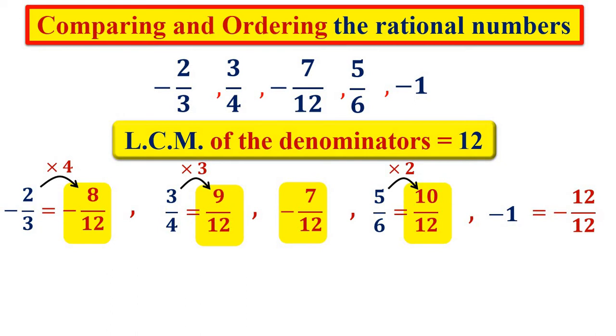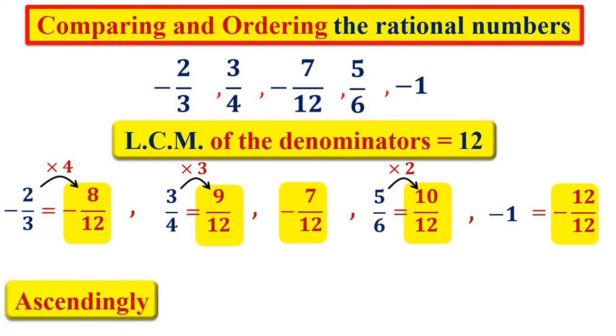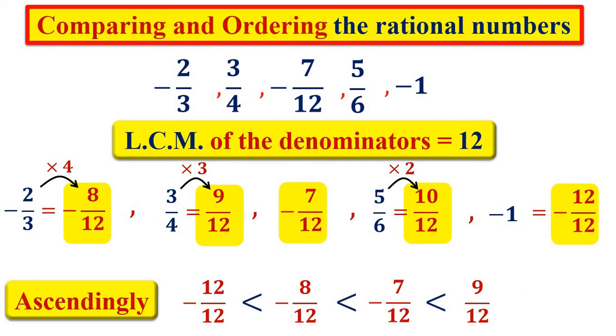Therefore, we have negative 8 over 12 and 9 over 12 and negative 7 over 12 and 10 over 12 and negative 12 over 12. Arrange ascendingly from the smallest to the biggest one. The smallest one is negative 12 over 12, and negative 8 over 12, excellent, negative 7 over 12, 9 over 12 and 10 over 12.